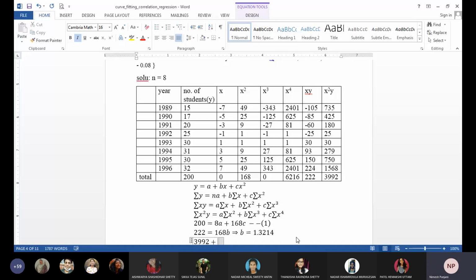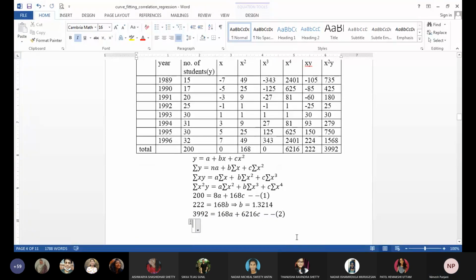समेशन x स्क्वायर y equals a into summation x square, 168a, प्लस x क्यूब को 0 है, x रेज टू 4 इंटू c. दिस इज व्हाट इज माय इक्वेशन 2. अभी 1 और 2 को सॉल्व करके a और c फाइंड करना है. ठीक है, 1 और 2 को सॉल्व करके a और c फाइंड करना है.